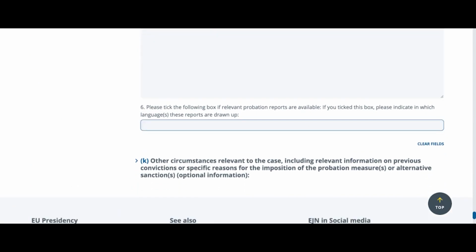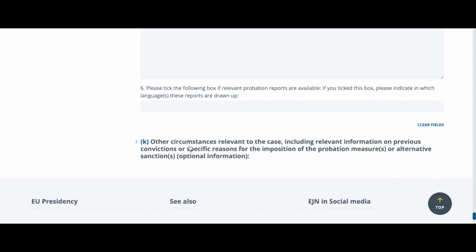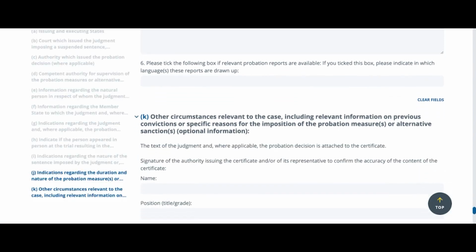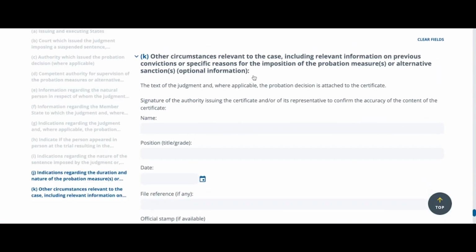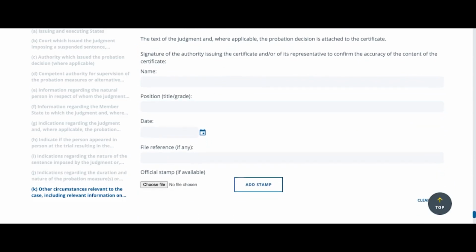Okay, and here again, very important, if there are relevant probation reports, it's important to mention them here and eventually to attach them and send them to the competent authority of the executing state. Other circumstances relevant to the case, of course, the signature of the authority, the position, the date, the number or the stamp if available, and so on.